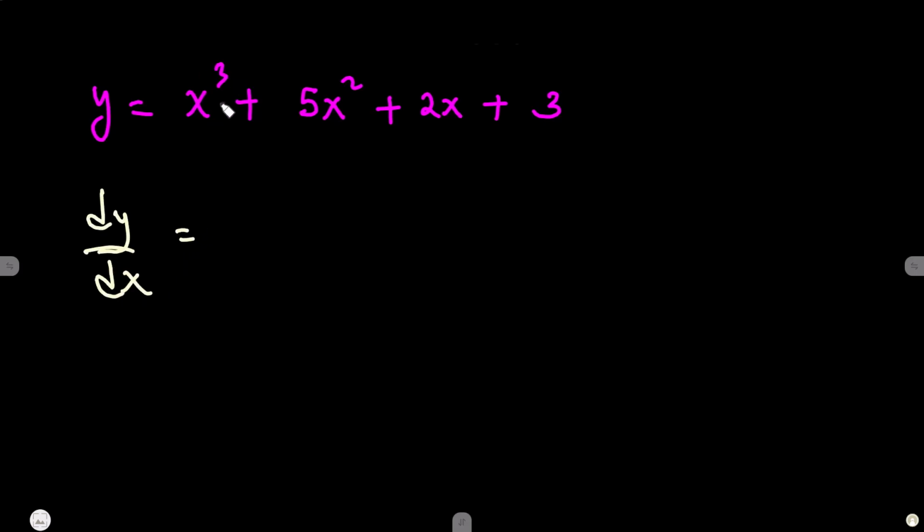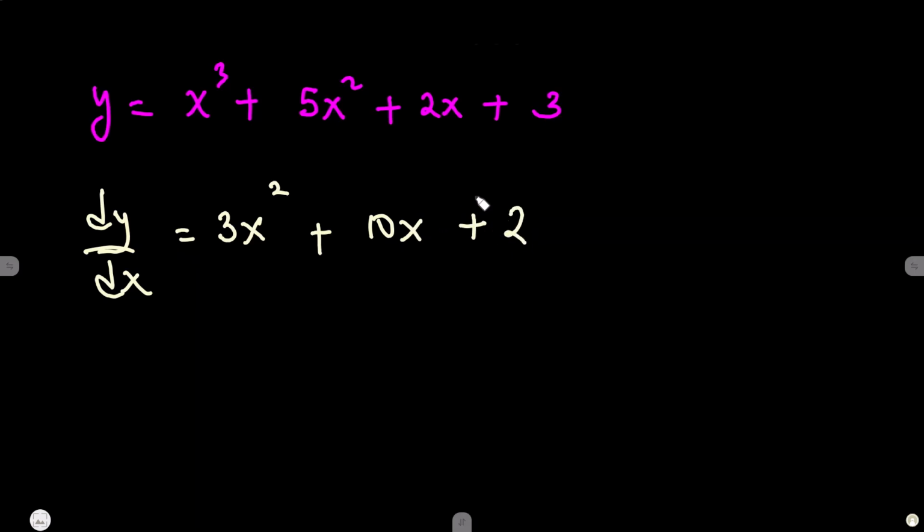Y is equal to x cubed plus 5x squared, and of course you have plus 2x, and then plus 3. Now if you differentiate this with respect to x, y with respect to x, this is going to give you dy/dx, and of course if you differentiate this, 3 will come down here, x, and then subtract 1 from the power, that's definitely going to be 2. And of course you do the same, 2 times 5 is 10, and x, and then subtract 1 from the power, that's 1, okay? And of course if you differentiate 2x, definitely that's going to be 2.